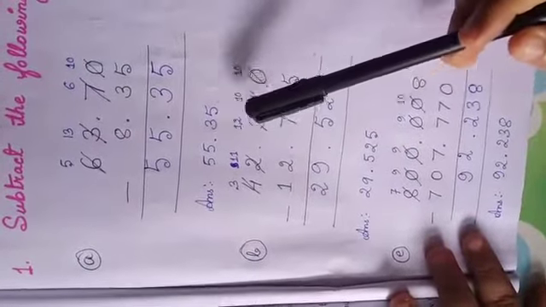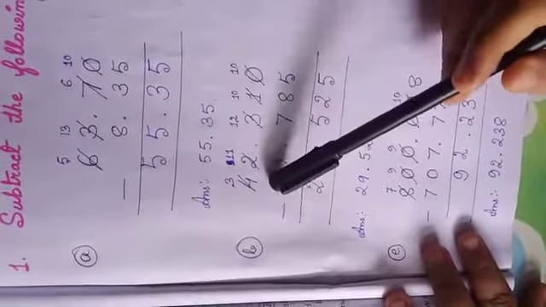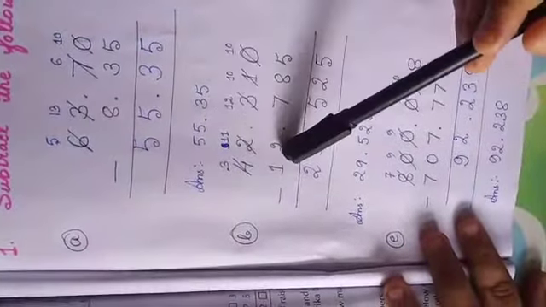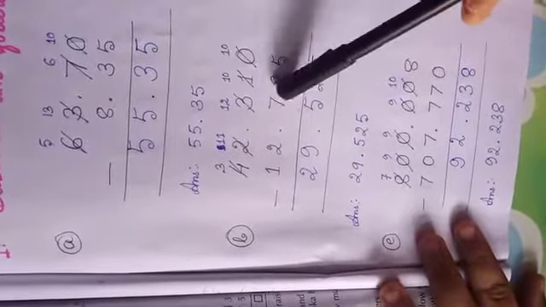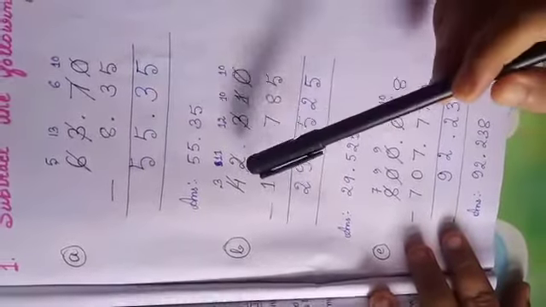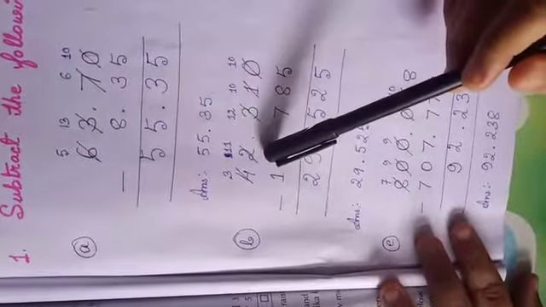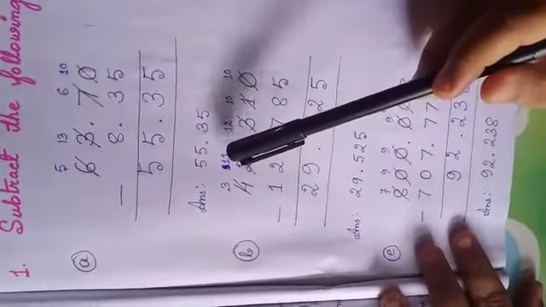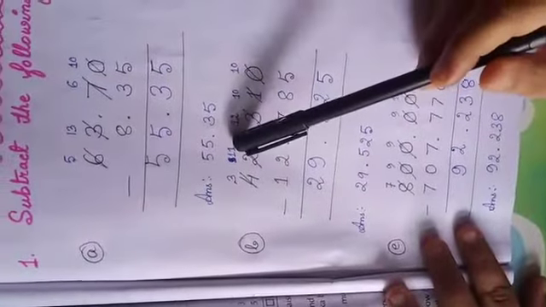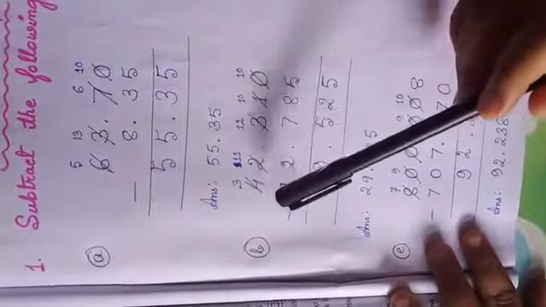Yes or not, children? Can you subtract 7 from 2? No. Again you have to borrow 1 from the ones place. So now it's 12. 12 minus 7 is 5. Okay. As you have borrowed 1 from the ones place, this 2 has become 1. Can you subtract 2 from 1? No. Again you have to borrow 1 from the tens place.